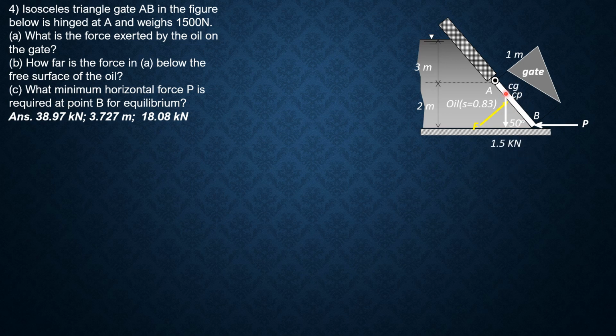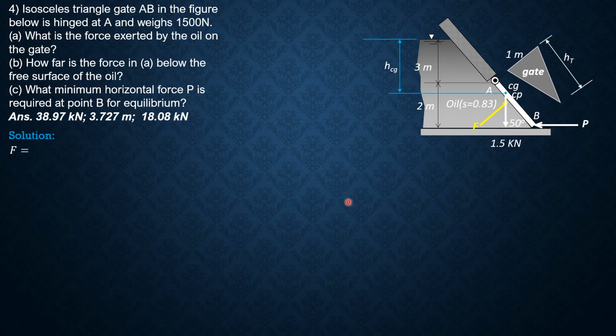So that's CG. The distance between CG and CP along the plane of the isosceles triangular gate, and they are aligned or collinear with the axis of symmetry of this isosceles triangular gate, is denoted by E. And the height of the gate, we will call that H sub T. Then this distance of CG vertically from the free oil surface is denoted by H sub CG because we can use F equals gamma of oil times h-bar or H sub CG times area of the gate.